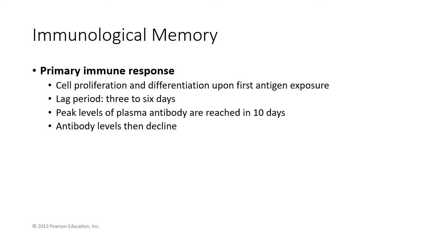Now, the primary immune response is the very first response to an infection. During this time, cell proliferation and differentiation happens upon first antigen exposure. This takes time for your cells to become activated and mount an immune response. So the lag period is around 3 to 6 days. Peak levels of plasma antibody are reached in about 10 days, and then your antibody levels decline.